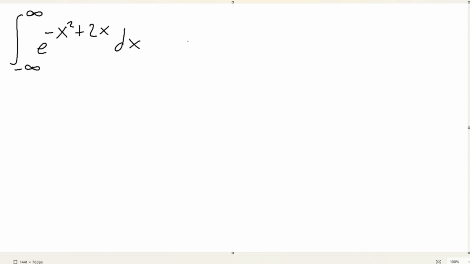Well, what we do is we complete the square. If we complete the square, you end up with e to the, so this would be like x plus 1 squared. However, actually no, this would be x minus 1. This would be x minus 1 squared. And we would need a minus 1 plus 1 here.